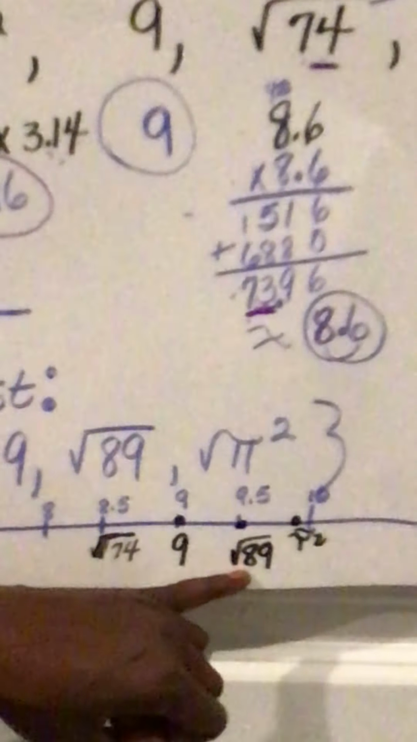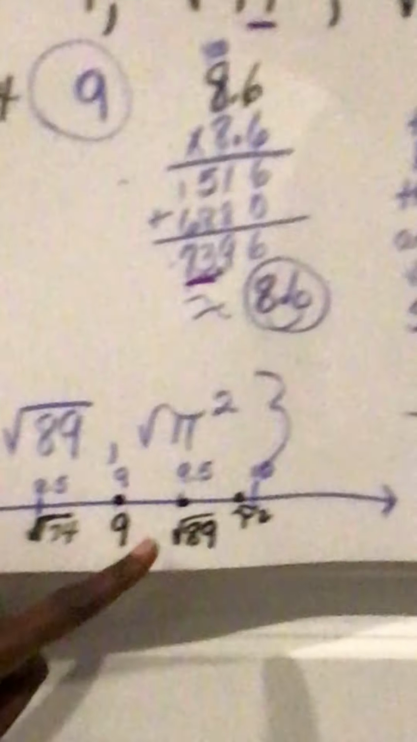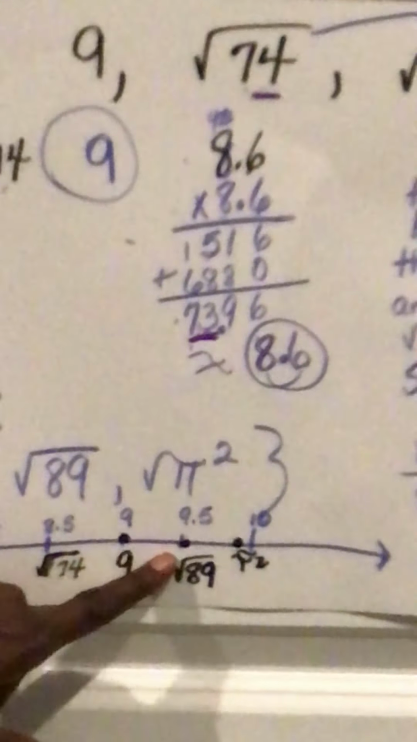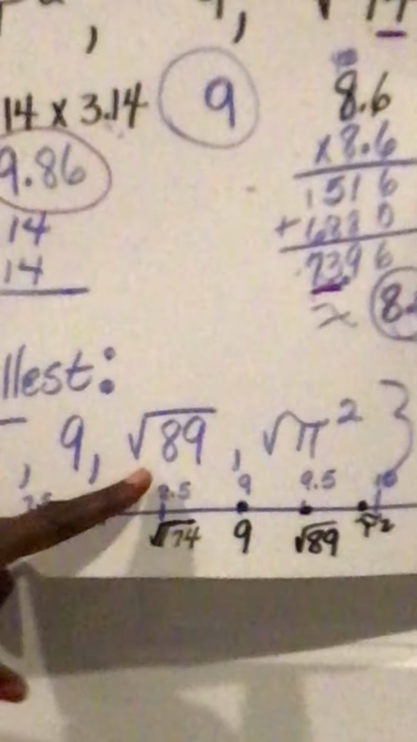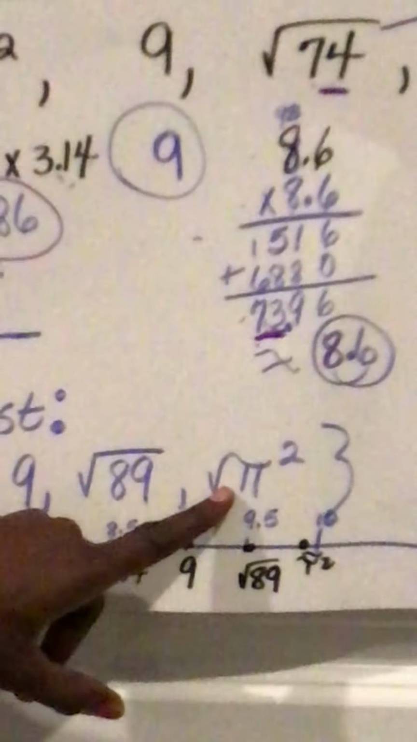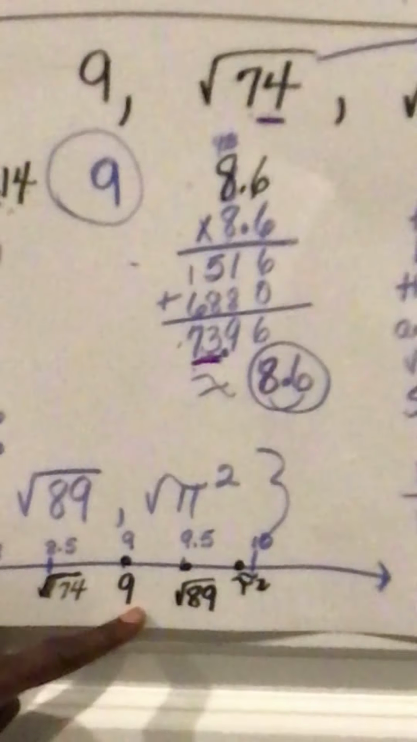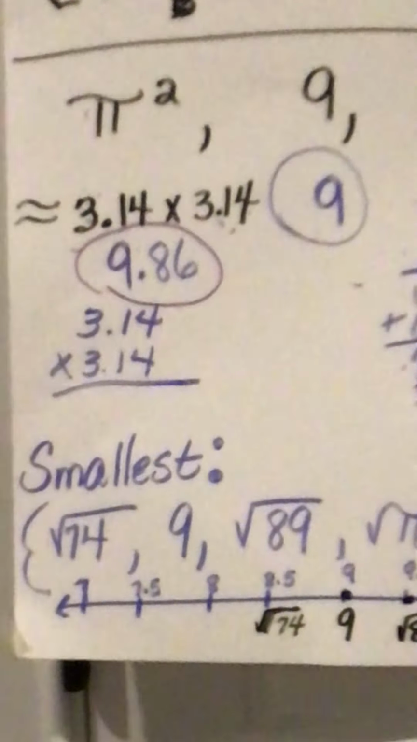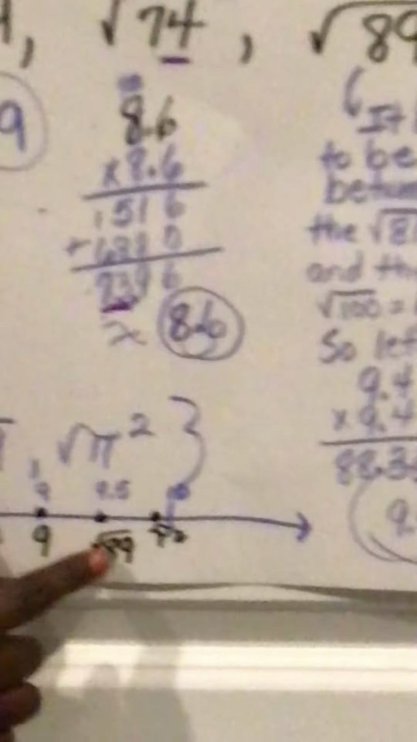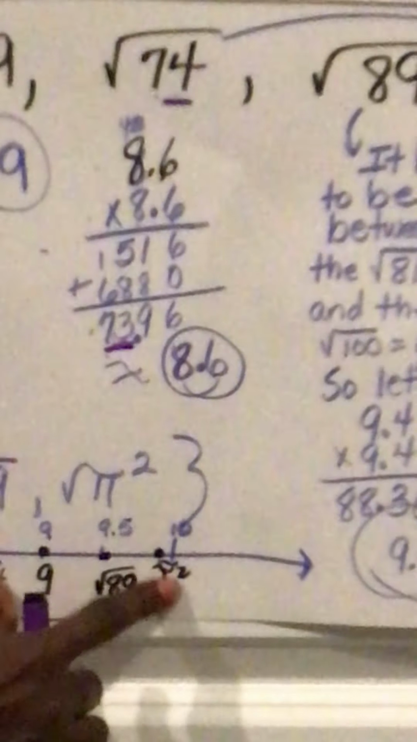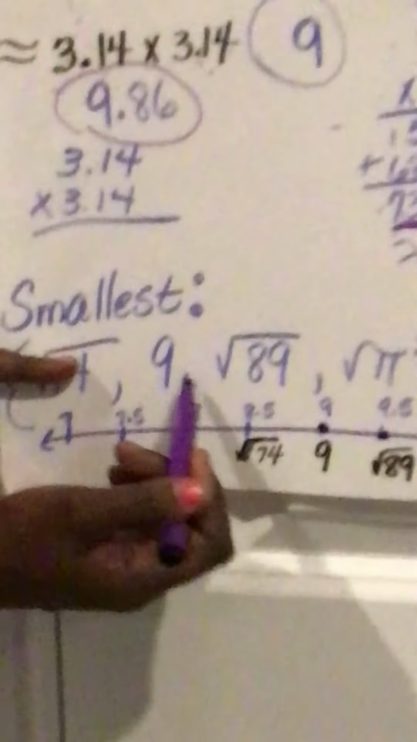Now, what about the square root of 89? We said the square root of 89, once we worked it through, gave us 9.4. And 9.4 would fall right there. So that's why we got square root of 74, 9, 89. Then what about pi? Pi is what? 9.86. There it is right there. 9.86 for those that can't see it. So that's why I wrote that pi symbol right there. And I really put them on the top too so you can see them.